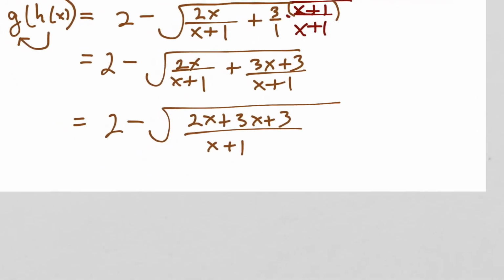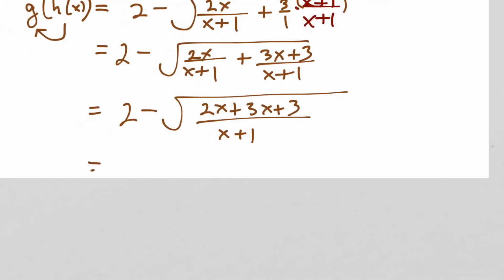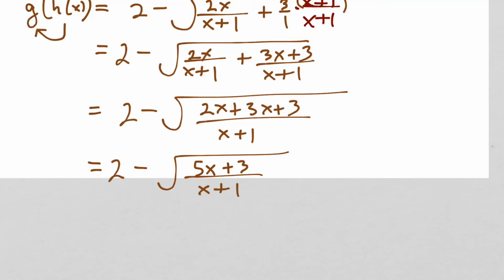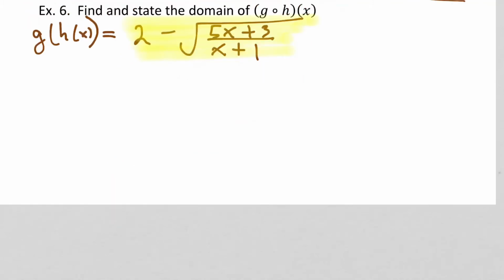So now we can finally write that as 2 minus the square root of 5x plus 3 in the numerator and x plus 1 in the denominator. Okay, so that's our simplified form of g of h of x. Okay, so I cleaned that up. So that's our simplified form of g of h of x.